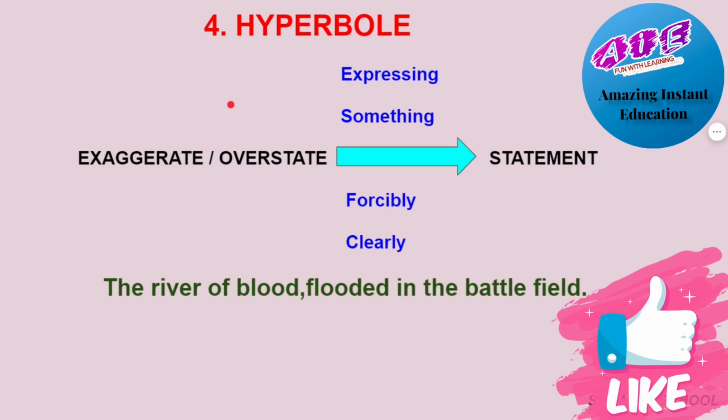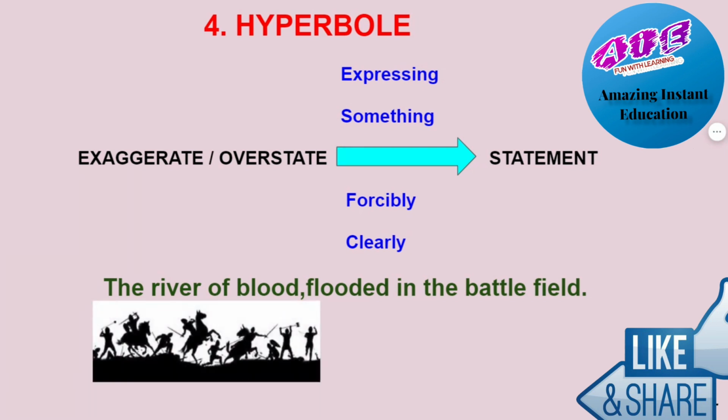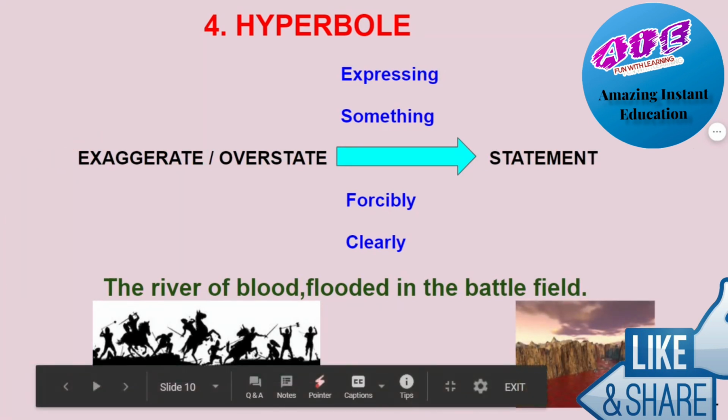The river of blood flooded in the battlefield. Here, to make the reader understand that there was so much blood in the battlefield, an exaggerated or overstated situation is created by saying that the blood was spread all over like a river. So this is a hyperbole.